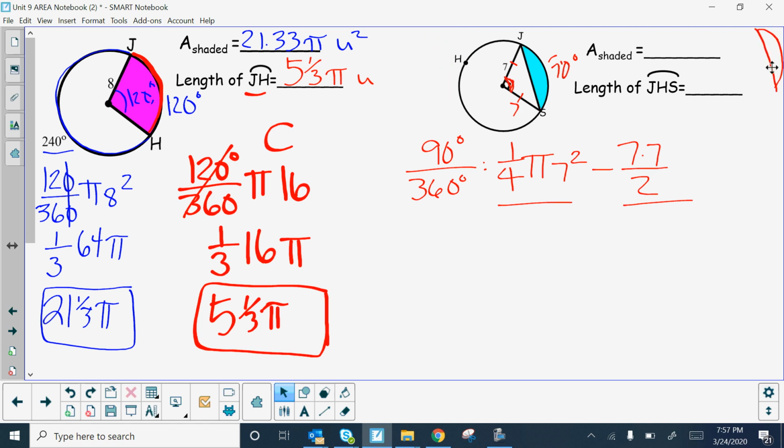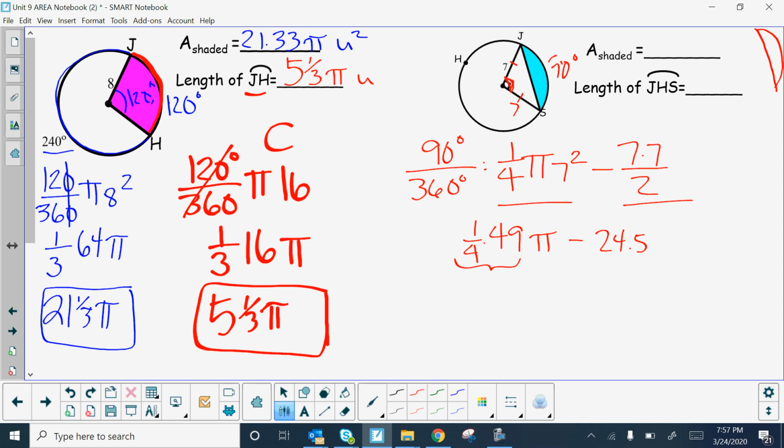Okay, so now let's start simplifying. We have 1/4 times 49, because that's what 7 squared is, times pi, minus 49 divided by 2, which is 24.5. 49 divided by 4, or 1/4 of 49, is 12.25 pi minus 24.5. So if I said to leave your answer in terms of pi, you would actually stop right there. And this is units squared.